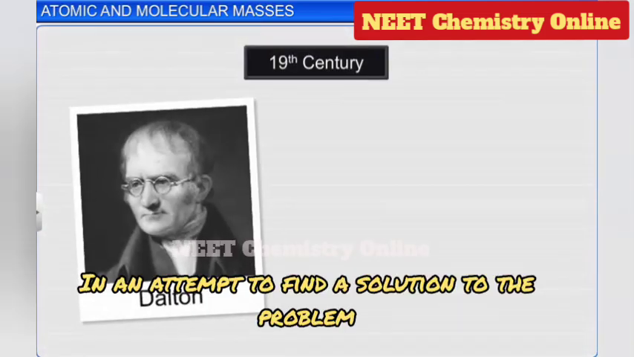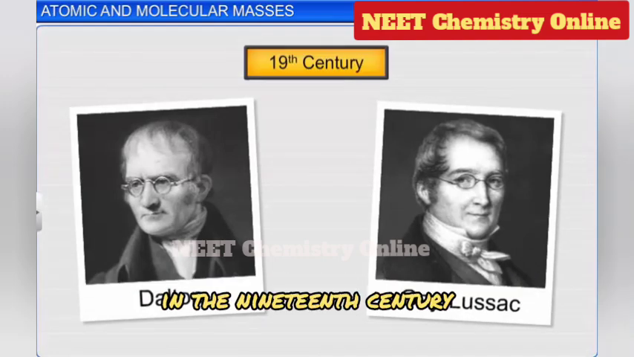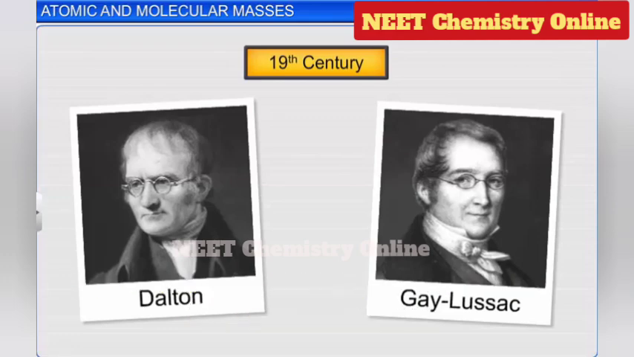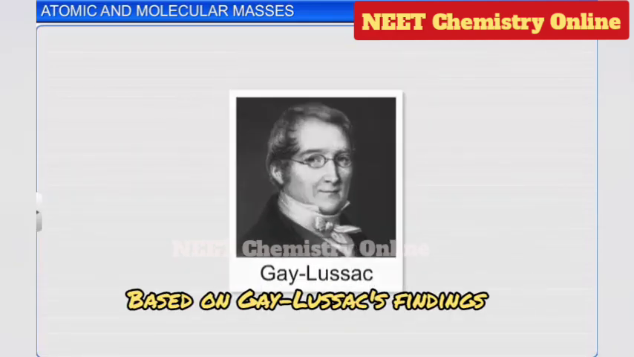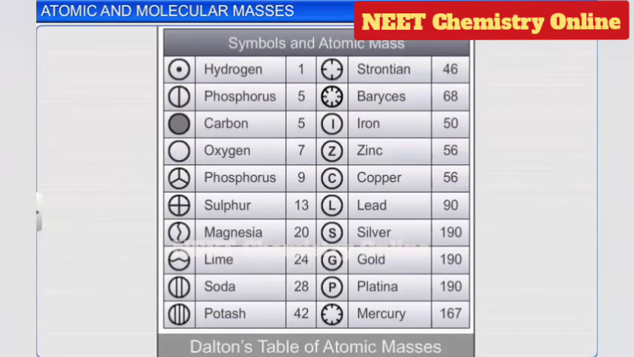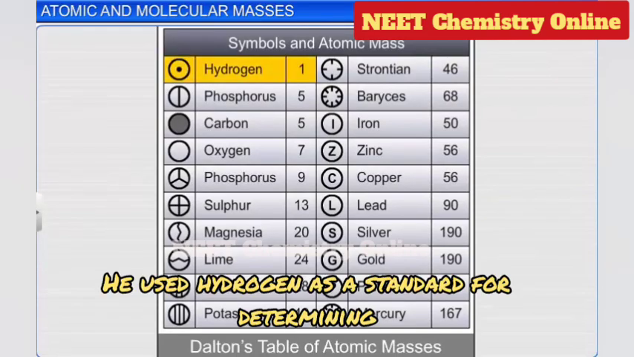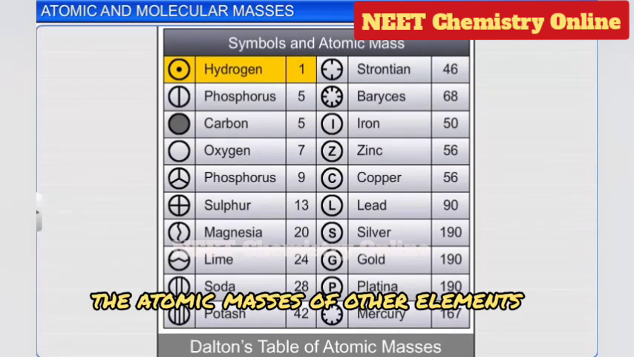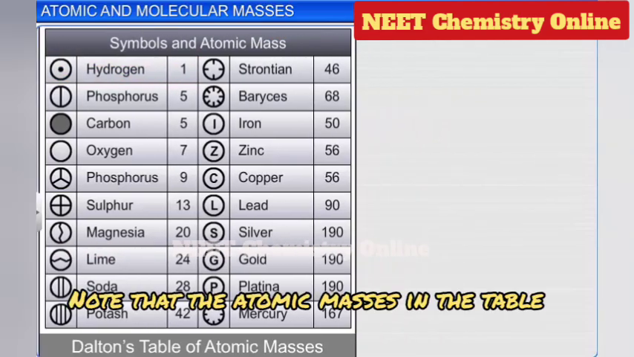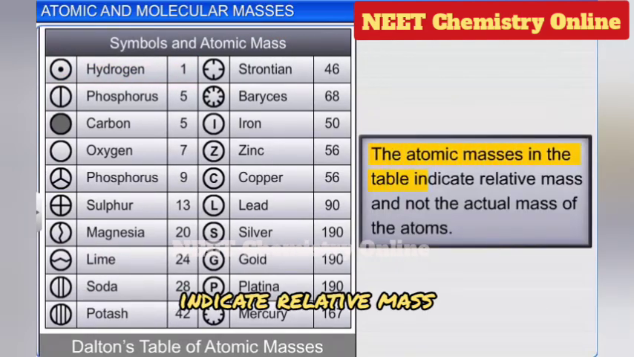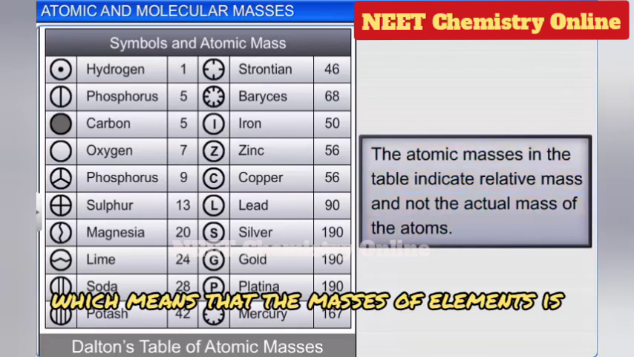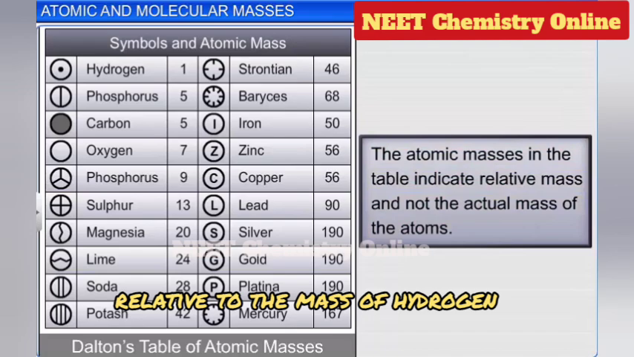In an attempt to find a solution to the problem in the 19th century, Dalton made some assumptions based on Gay-Lussac's findings. Based on Gay-Lussac's findings, Dalton assigned hydrogen a weight of 1. He used hydrogen as a standard for determining the atomic masses of other elements, and published the first table of atomic masses. Note that the atomic masses in the table indicate relative mass and not the actual mass of the atoms, which means that the masses of elements are relative to the mass of hydrogen.